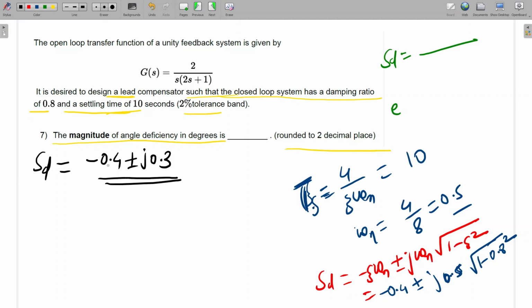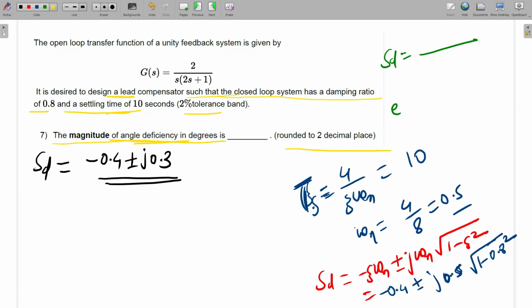So we'll calculate the angle of the system. You see, this is asking for the angle deficiency. How much it differs from 180 degrees, that we have to calculate. The angle deficiency we have to calculate to design the compensator. So how can we calculate it?